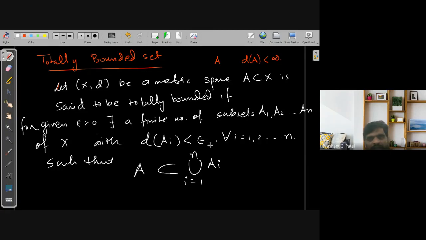So obviously now there are two terms: one is the bounded set and another one is the totally bounded set. Which one implies which? What is your opinion regarding this? That means I have a totally bounded set on one side and a bounded set on the other side. What will be the relation between a totally bounded set and a bounded set? When can I say that a totally bounded set implies a bounded set, or a bounded set implies a totally bounded set?